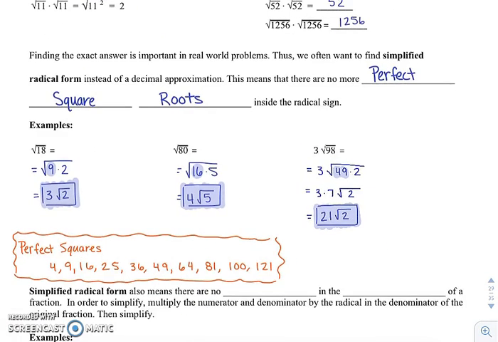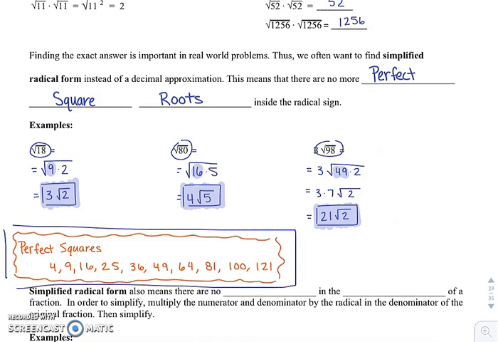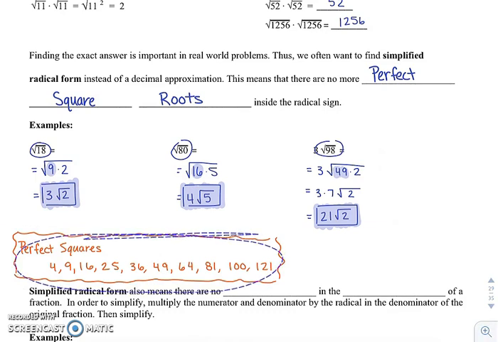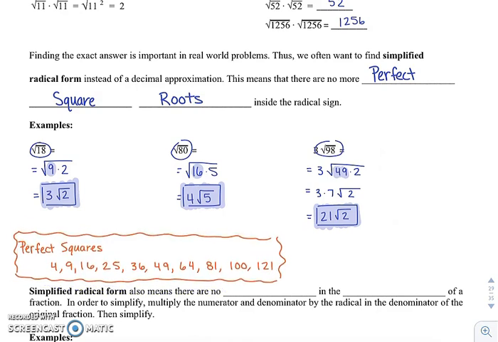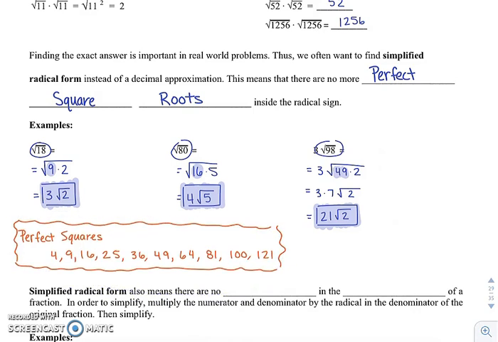So we're just checking in each number value. We're finding the largest perfect square that goes into the number we're trying to simplify. So again, if you want to write down the perfect squares somewhere, that's fine. If you have them memorized, even better.